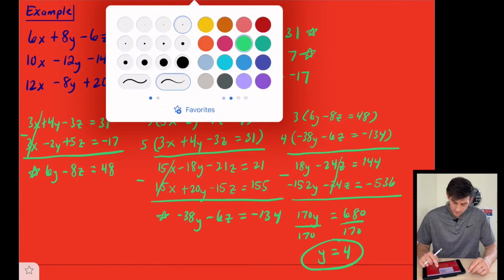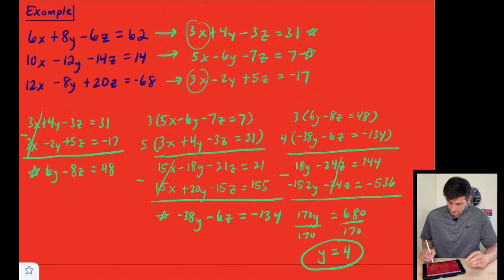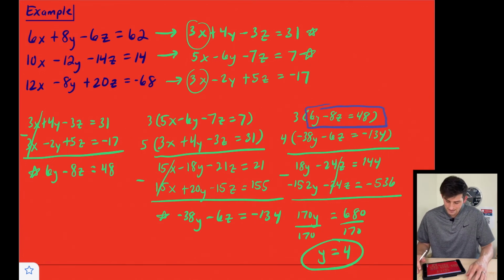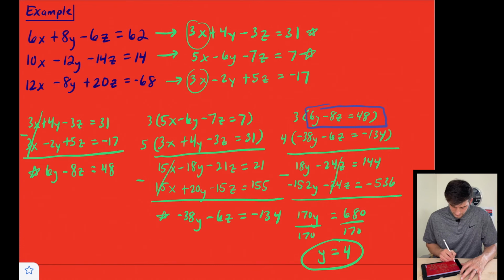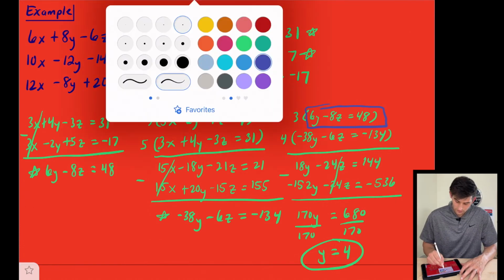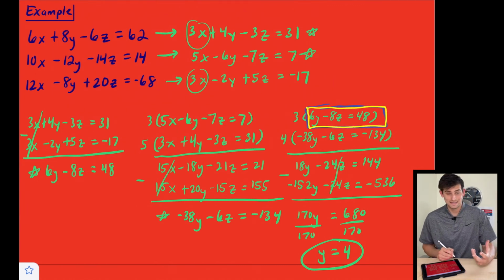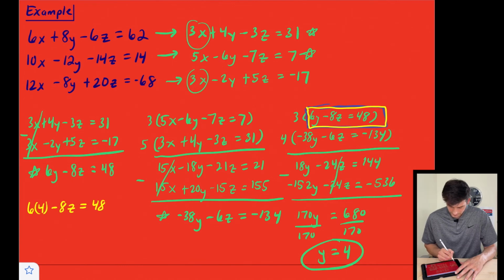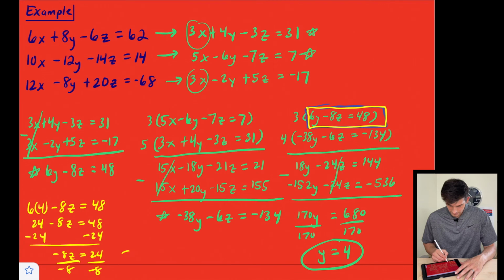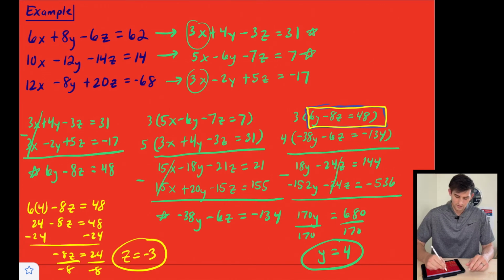Okay, so now let's change up our color here. And now let's go back and let's take 4 and let's plug it into this equation right here. So 6y minus 8z equals 48. Okay, so I'm going to bring it down here on the bottom. Let's go to yellow. Okay, so I'll put a box around here. That's the equation we're going to use, and we're going to find z. So we have 6 times 4 minus 8z equals 48. This would be 24 minus 8z equals 48. Subtract that 24. So now we have negative 8z equals 24. Divide by negative 8, and we get z is equal to negative 3. Okay, so now we have 2/3 of our answer.